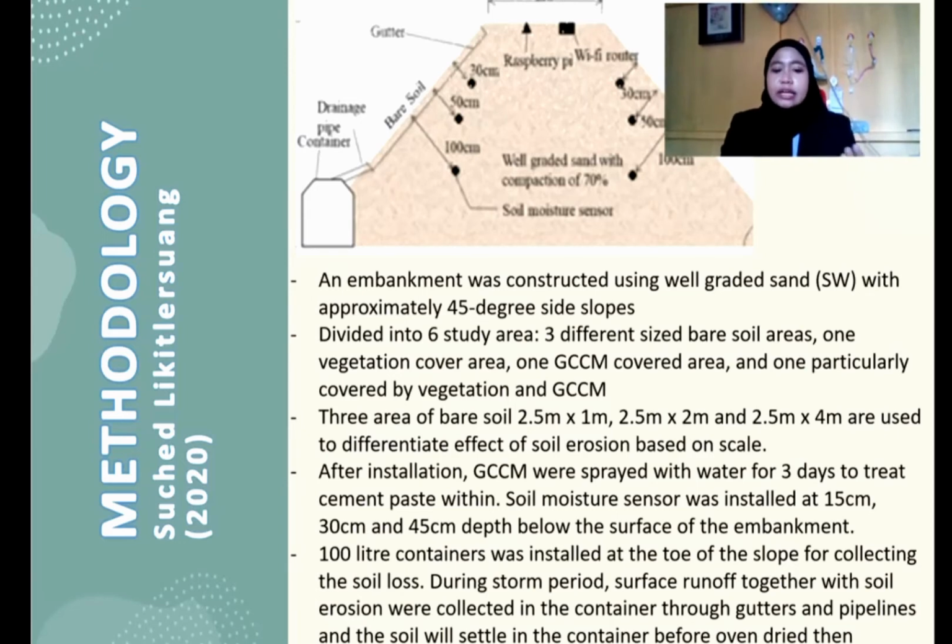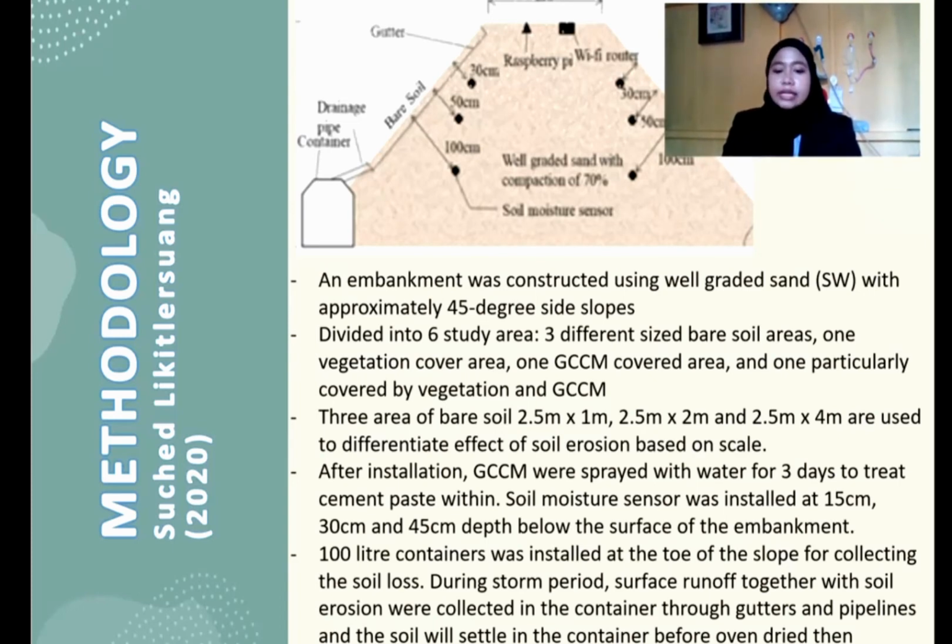After the GCCM installation, the GCCM was soaked with water for 3 days to treat the cement paste within. Soil moisture sensors were installed at 15 cm, 30 cm, and 45 cm depth below the surface of the embankment. 100 liter containers were installed at the top of the slope for collecting the soil loss.